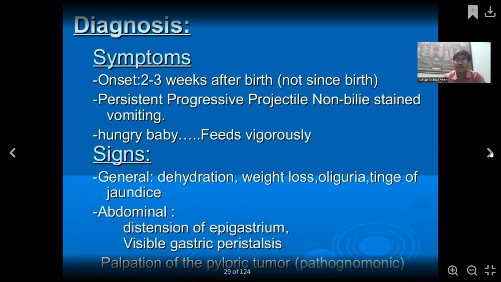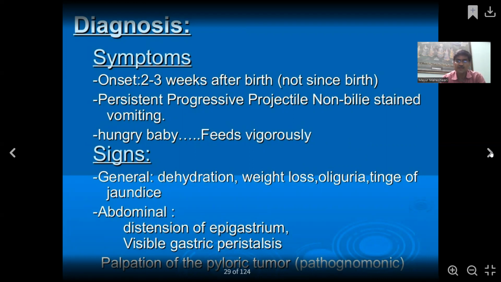Diagnosis is relatively straightforward. The onset of symptoms is 2 to 3 weeks after birth. Rarely it is congenital. Persistent projectile vomiting, which is non-bilious, is pathognomonic of pyloric stenosis, and the baby is hungry immediately. That is, they feed vigorously and then vomit again, and they will be hungry again.